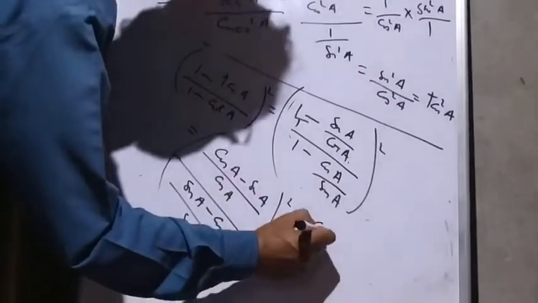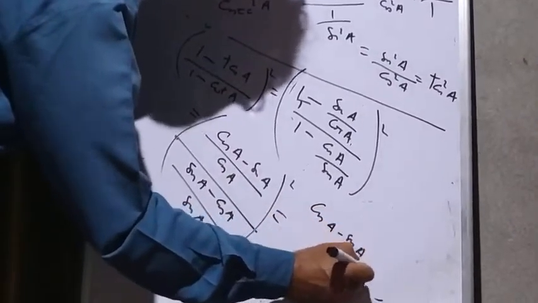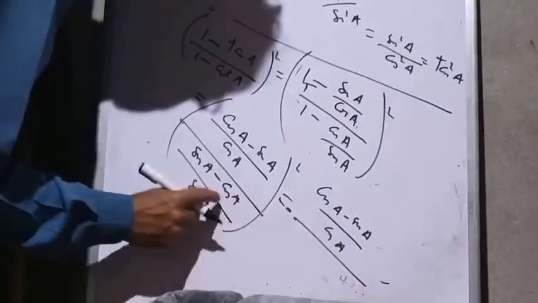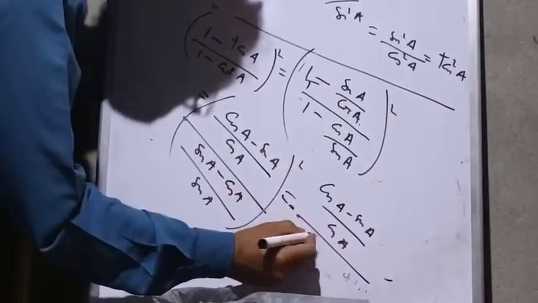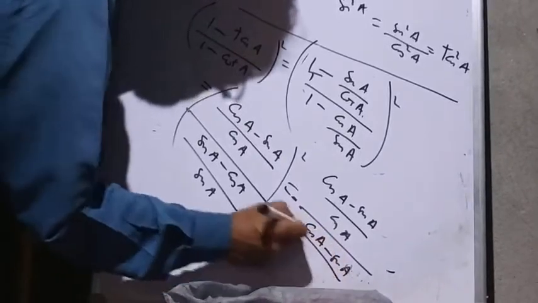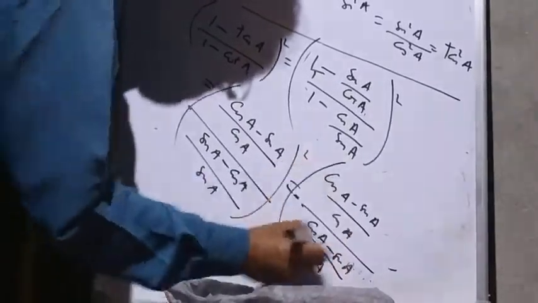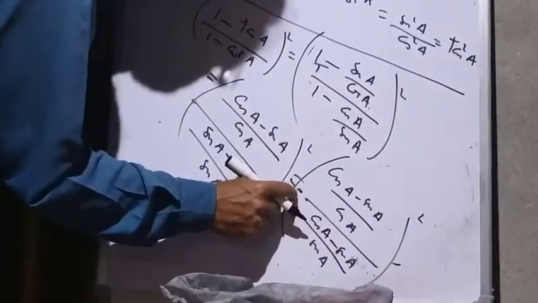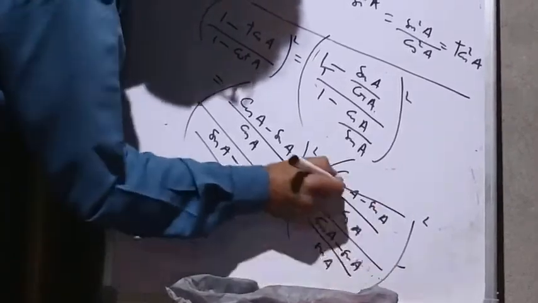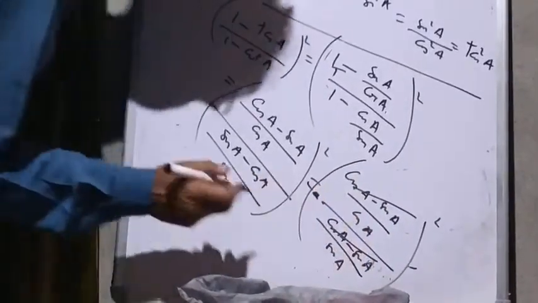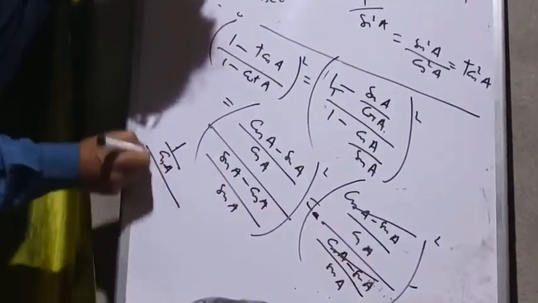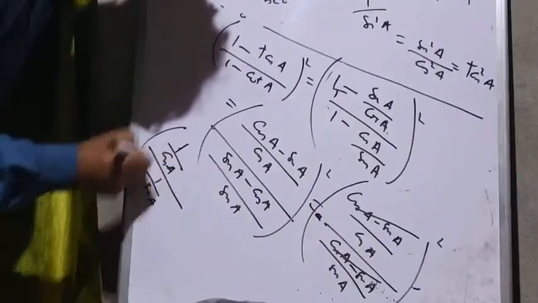So we shall further write here cos A minus sin A divided by cos A, whole divided by, taking the minus common, this will become plus and this will become minus. So this can be written as cos A minus sin A divided by sin A, whole square. Now we know that the square of minus is again plus. Minus we take common so as to make these two identical. So what are we left with? We are left with 1 divided by cos A, whole divided by 1 divided by sin A, whole square.